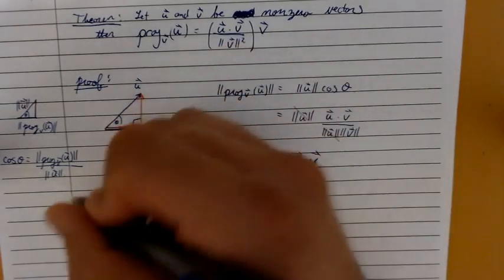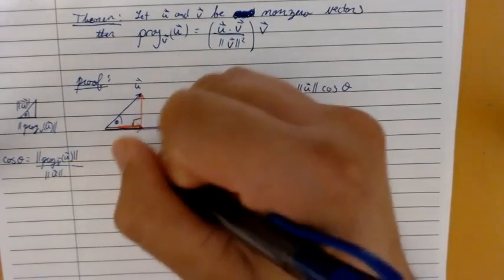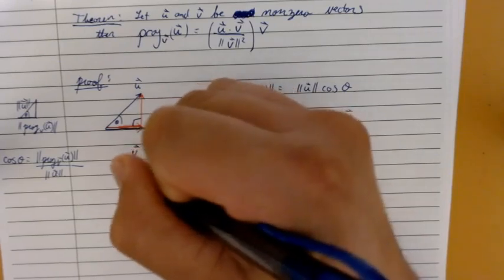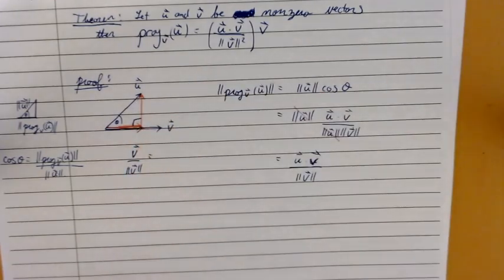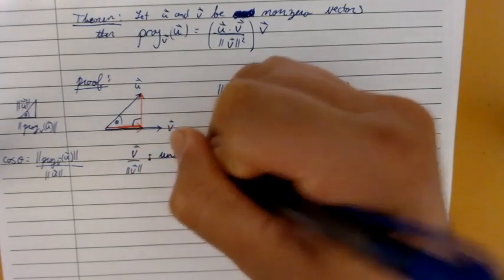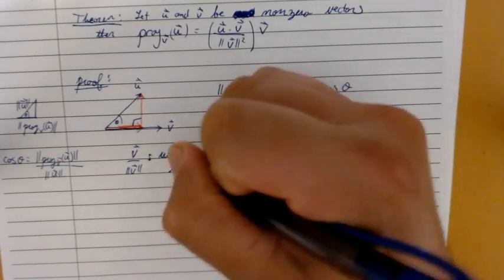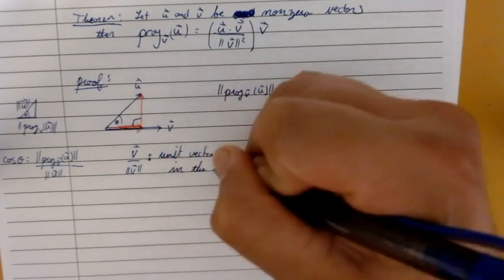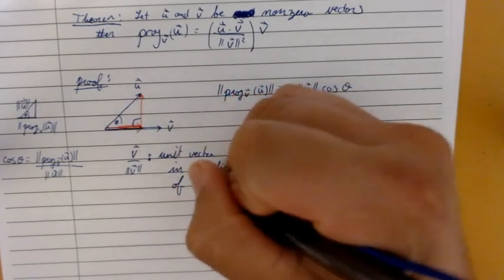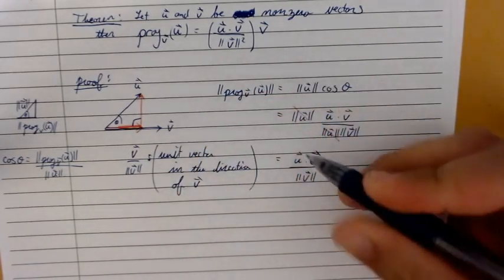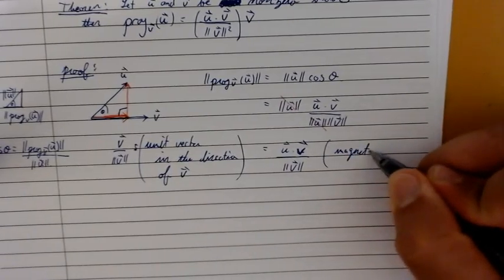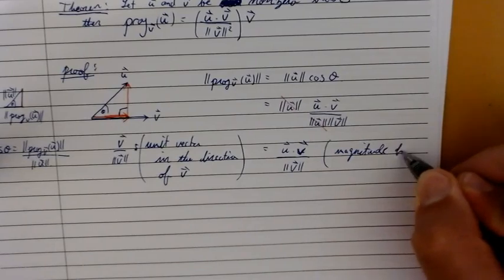of v. Note that I can take v divided by the magnitude of v. And that's going to be the unit vector in the direction of v. Over here, this is the magnitude of the projection.